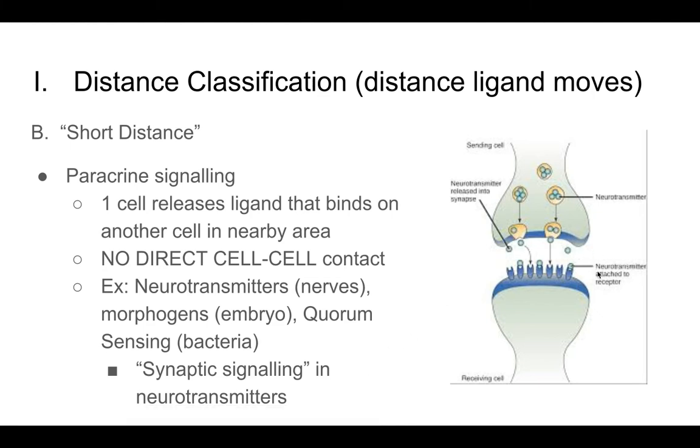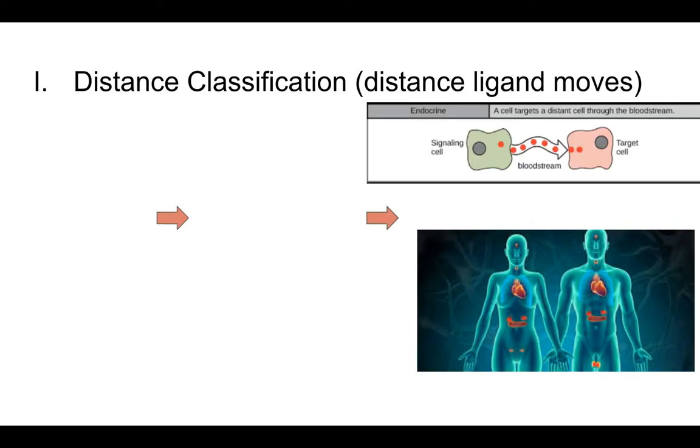Remember these two cells over here that are going to talk to each other by passing a neurotransmitter across this gap? This gap is called a synapse. And so synaptic signaling is passing a neurotransmitter across the gap from one neuron to a neighboring neuron. So just in case you see that term or phrase, synaptic signaling, you know what it is attached to, specifically the nervous system and neurotransmitter communication, which is a type of paracrine signaling.